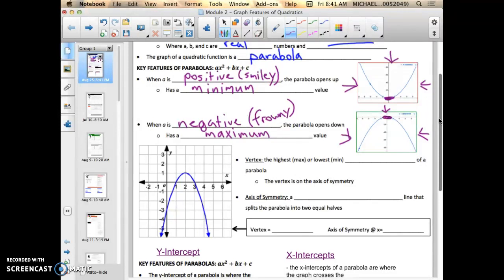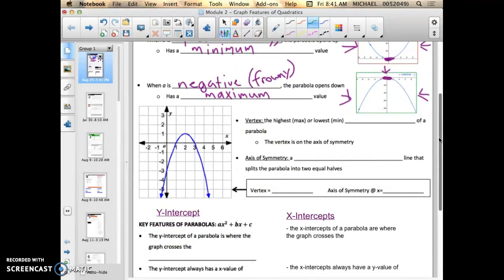Now, moving on, the most important point of a parabola is called its vertex, right here. The vertex. You need to know what the vertex is. The vertex is either the highest maximum or lowest minimum point of a parabola. So you also need to know that a vertex is either the maximum or the minimum. So what I shaded in purple up here, this is a minimum value, but it's also the vertex. This is a maximum value, but it's also the vertex.